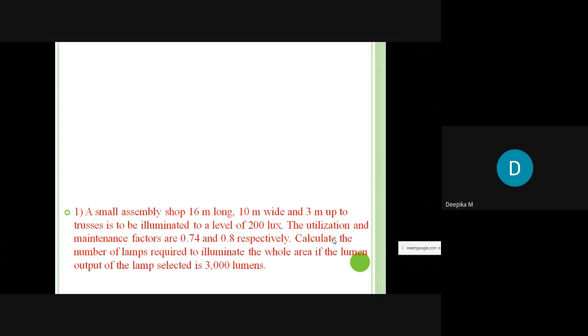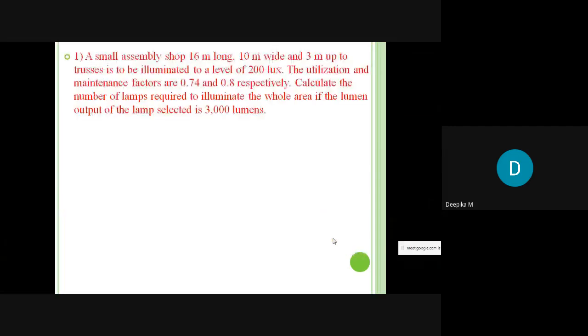A small assembly shop is 16 meters long and 10 meters wide, and 3 meters up to the trusses, and is to be illuminated to a level of 200 lux. The utilization and maintenance factors are 0.74 and 0.8 respectively. Calculate the number of lamps required to illuminate the whole area if the lumen output of the lamp selected is 3000 lumens. So this is the problem they have given.